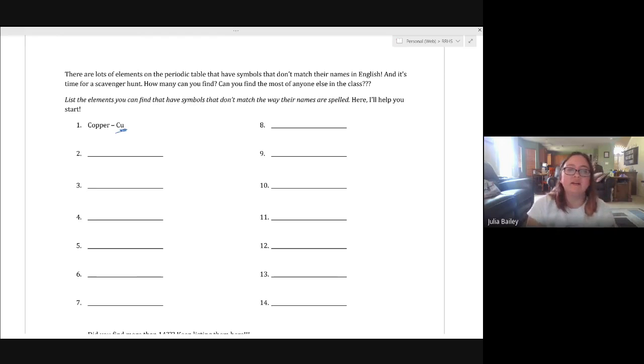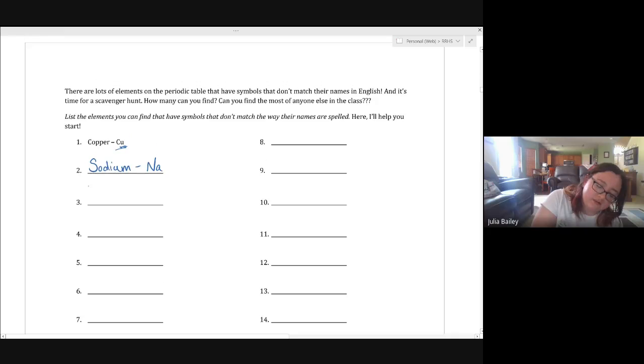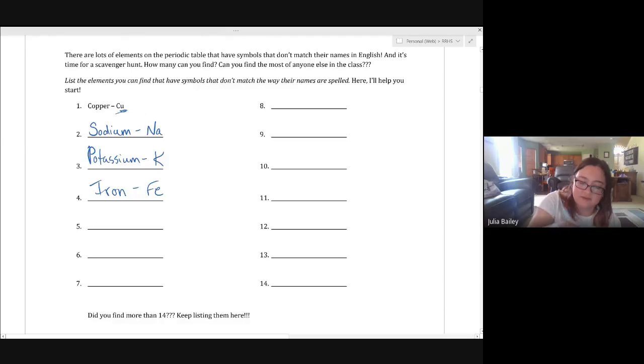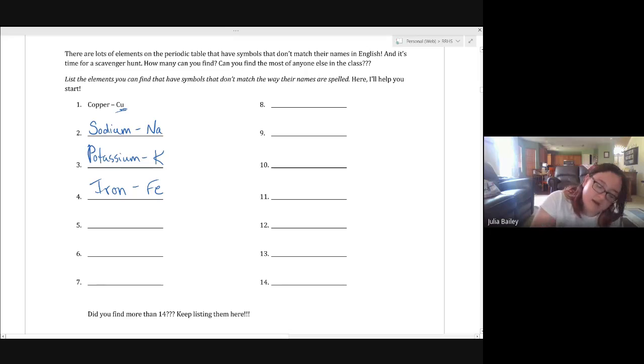Okay. Let's take a look. I'm going to put these in no particular order. This is just the order I think of them. There's sodium, which is Na. If you have one written down, check it off as I write it. There's potassium, which is K. There's iron, which is Fe. Potassium, sodium, iron, these symbols all came from Latin for these particular elements.